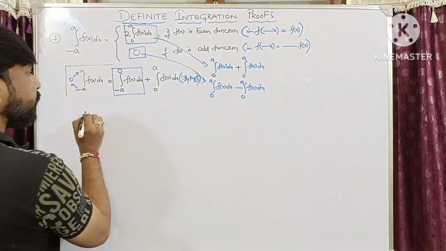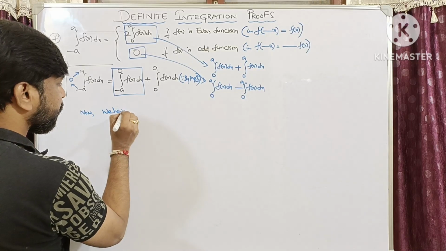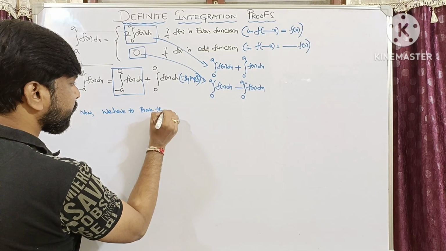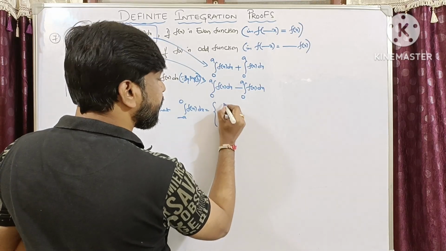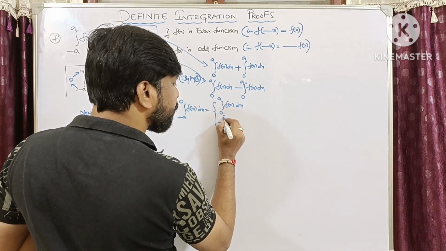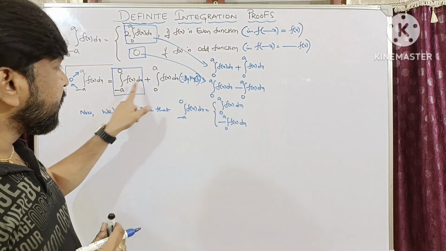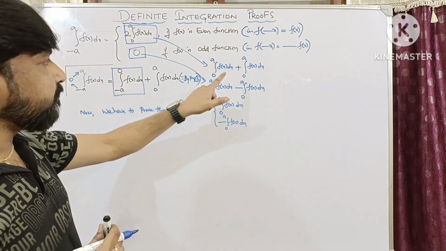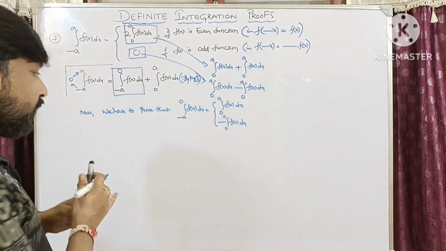Now what to do? We have to prove that integral minus a to 0 f of x dx is equal to integral 0 to a f of x dx, one proof, and minus integral 0 to a f of x dx, one more proof. I hope you understood very clearly. If you prove the first one, both are the same, the sum will be 2 times. If you prove the second one, minus and plus cancel, you will be getting the second proof. Clear? Now what to do?